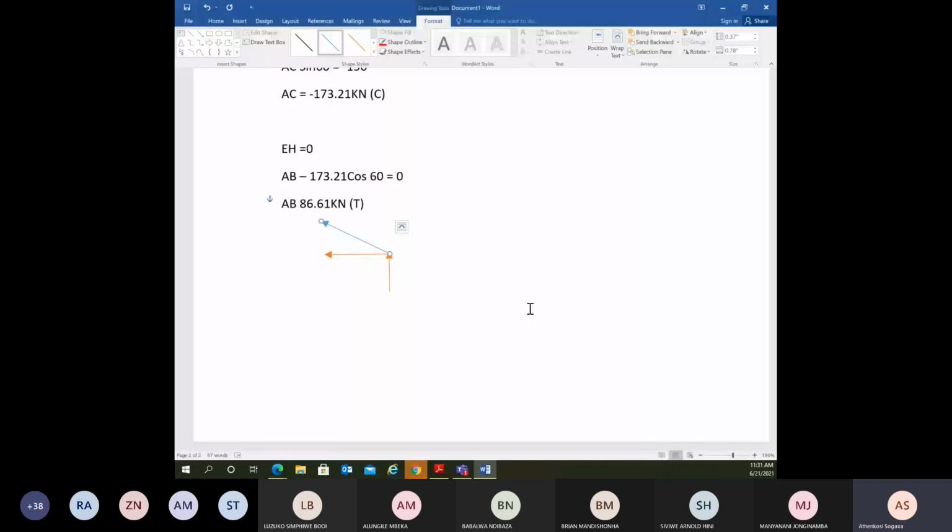Okay, lecturer, I can see where you cut your sections and then calculated the reaction. Then here is compression, where we've got negative 173.21. Please repeat it below. I get where you get your reactions and where you cut your sections.